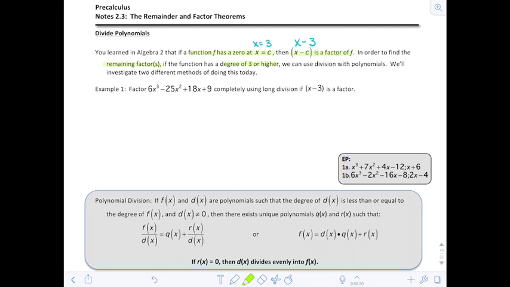So we're going to look at two different methods for dividing polynomials. The first one is long division, and the other one is synthetic division. They do the same thing, just two different methods.